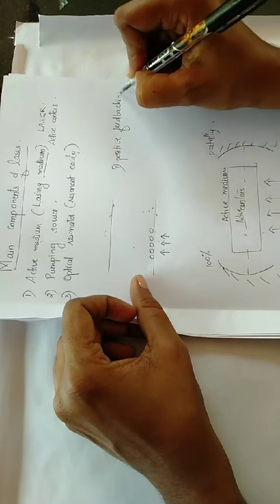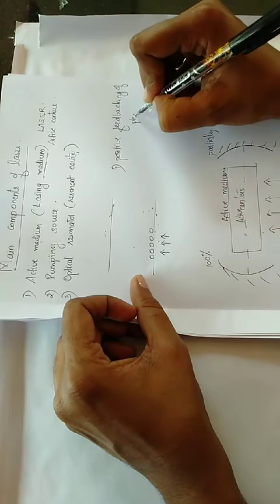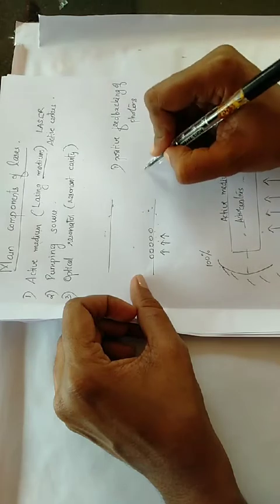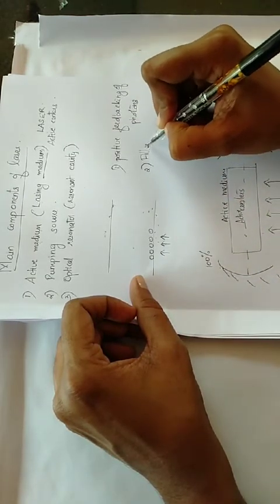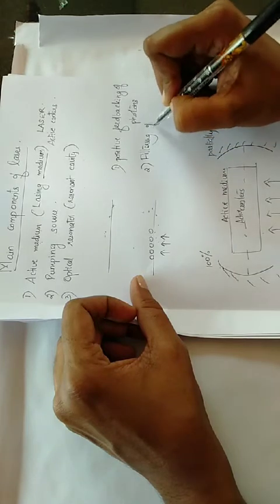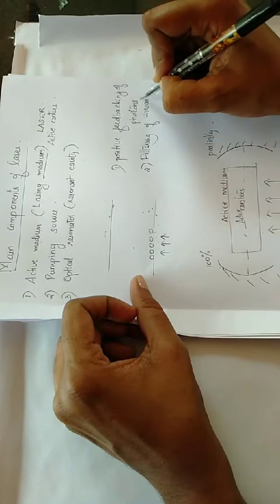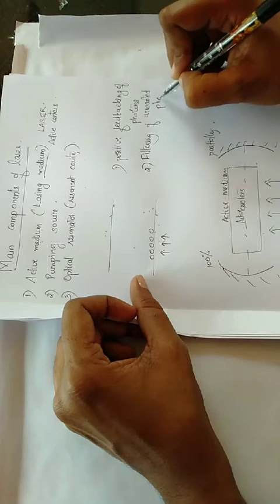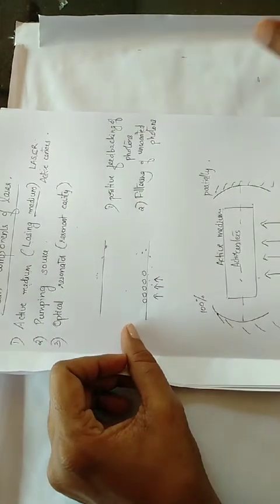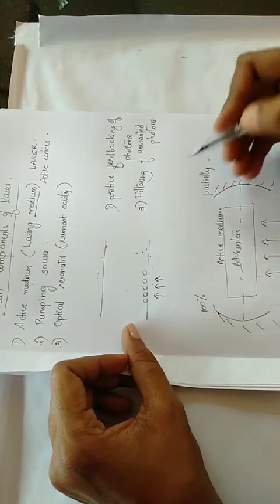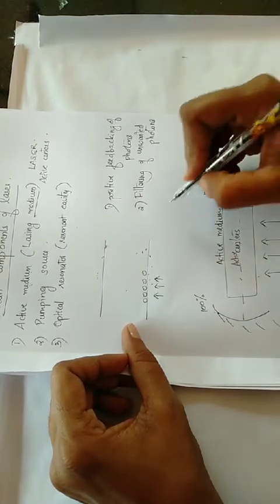Positive feedbacking of photons, because we require light energy. Laser is light energy, so it is positive feedbacking. Then the second function is filtering of unwanted photons. Unwanted photons, we have to filter it out, because you will get a collimated directional beam. In order to ensure that, we have to filter unwanted photons.